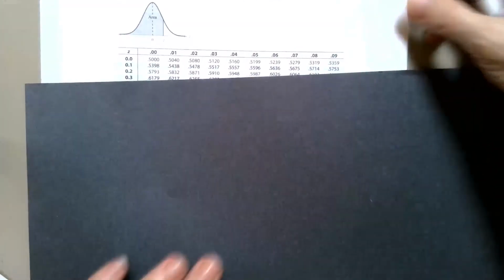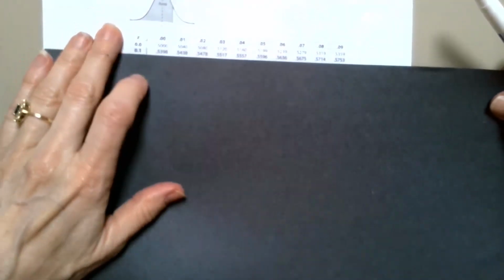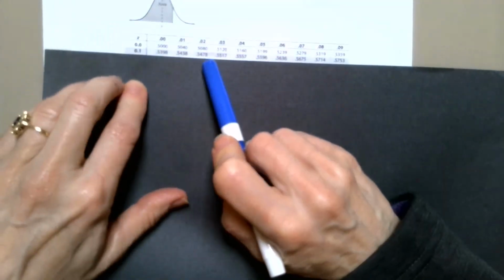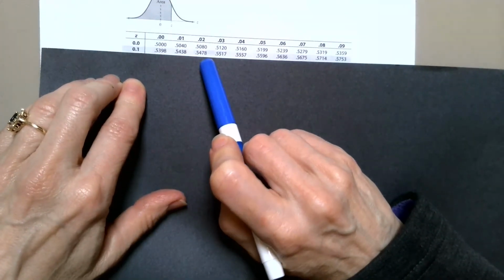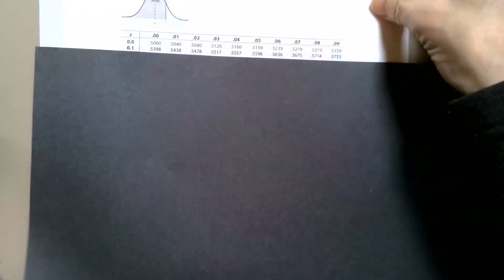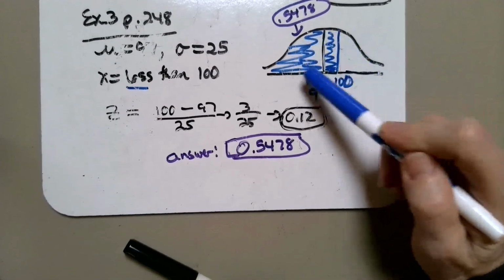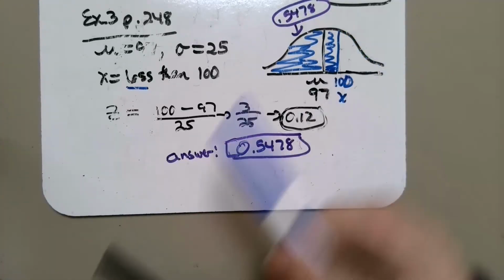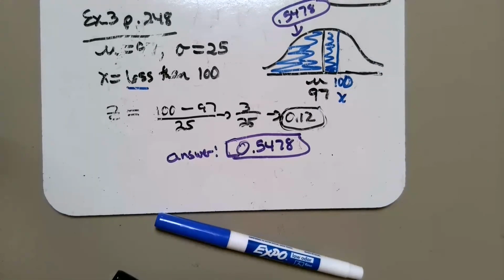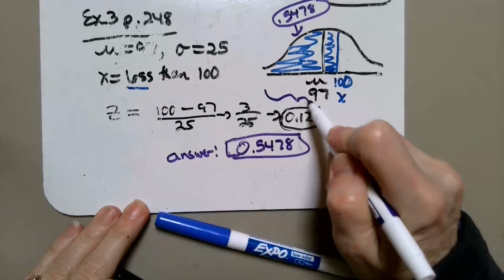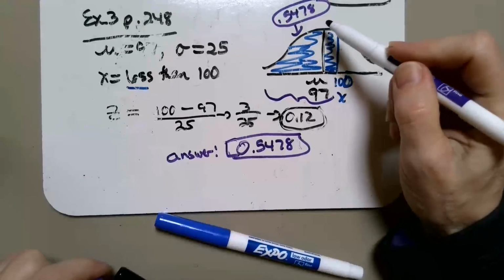Oops, let me move this down so you can see it in the right spot here. So row 0.1, and then under the 0.02 column, which gives you an area of 0.5478, above my pen here. That is the area where? To the left. So all of this blue shaded area to the left is 0.5478, because that's how our table works. It gives you the area to the left, all of this. So that's what we want, the area to the left.